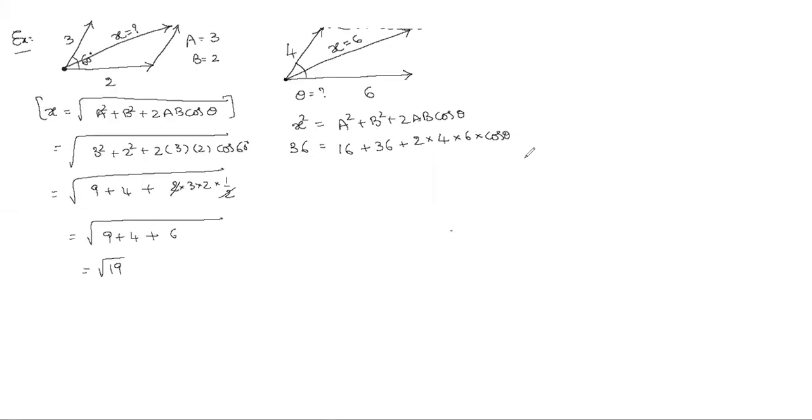Here, this is how much? 16 plus 36? 100. Or else, sorry, I think 52. Right, you are right, 52. Plus, this is? 48 into cos theta. Right, 48 into cos theta is equals to 36. Then what to do? Then, sir, we have to bring 36 minus 52. Okay, 52 to the left hand side.